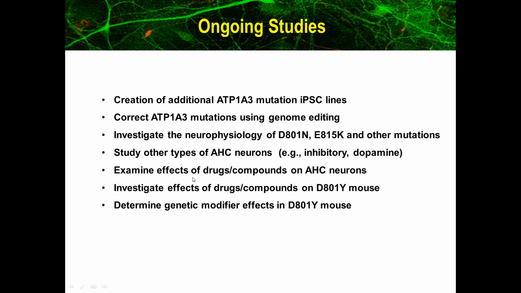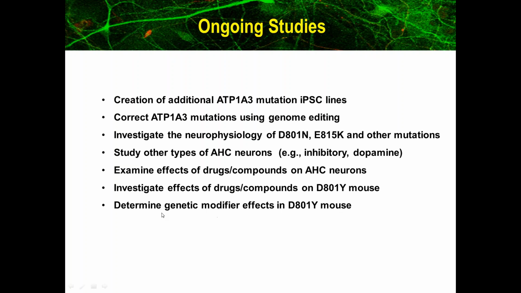So we're also very involved in trying to identify new drugs or new compounds that might boost the activity of the pump encoded by ATP1A3, and we're getting ready now to try testing some of them on AHC neurons to see if they have any effect on the activity that I was talking about before. And then lastly, we want to also use this mouse model to test whether drugs and compounds can modulate the behavior of the animals in a positive way, suggesting that those might be applicable treatments in humans with the disease.